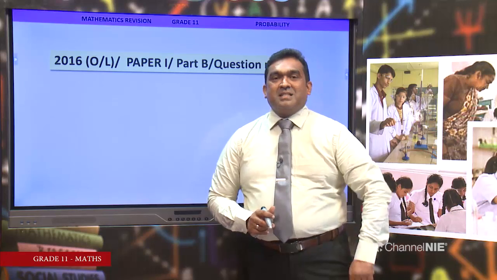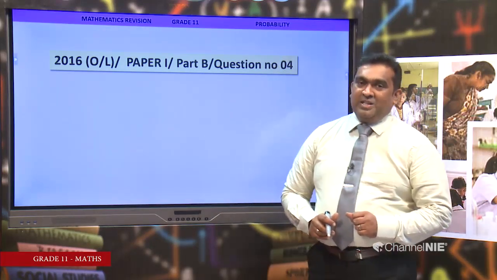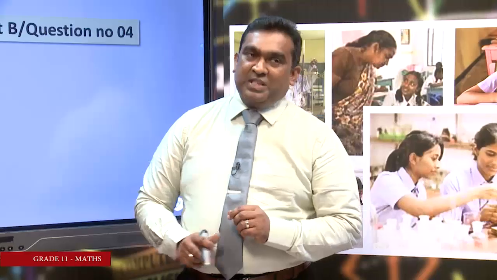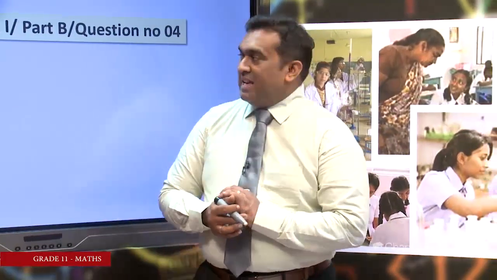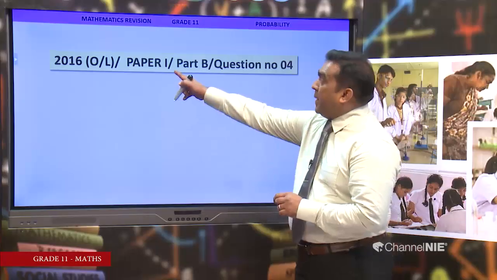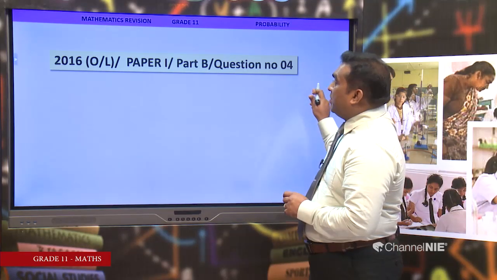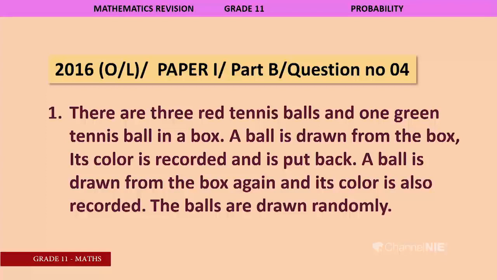Now, we are going to discuss past paper questions, and you can develop your competency level in probability after studying the concepts and the applications. Right, 2016 paper 1 part B structured question, question number 4. There are 3 red tennis balls and 1 green tennis ball.